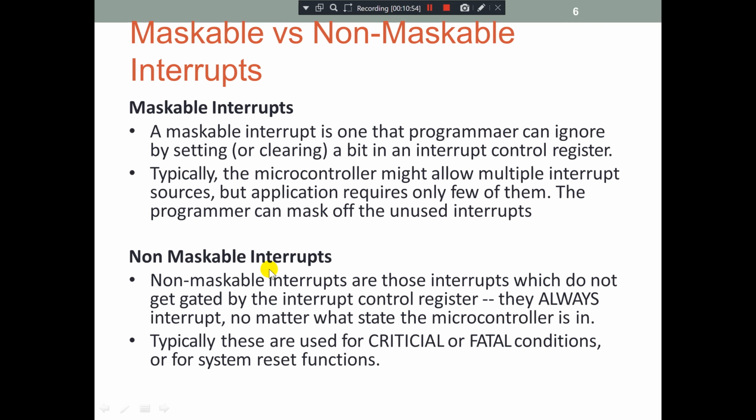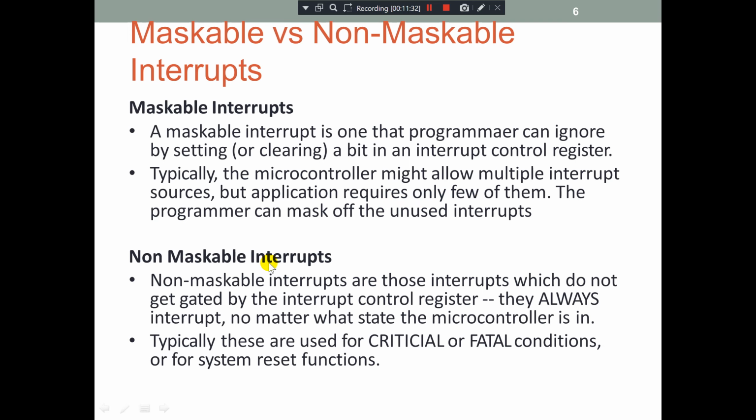Next, maskable versus non-maskable interrupts. This is a very important difference. It is also asked from the viva point of view. A maskable interrupt is one that the programmer can ignore by setting or clearing a bit in an interrupt control register. Typically, a microcontroller might allow multiple interrupt sources, but the application requires only a few of them, and the programmer can mask off the unused interrupts.